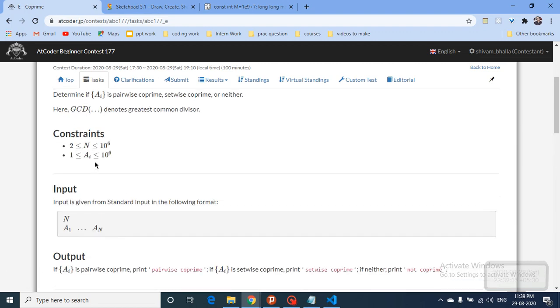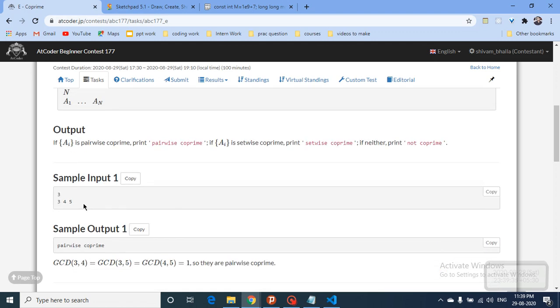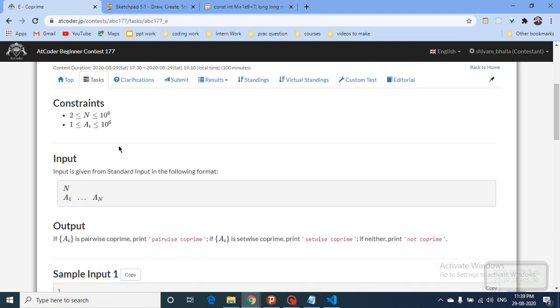Now as you can see, the number is up to 10 to the power 9, 10 to the power 6, sorry, so that the maximum factor can be 10 to the power 6. Like 10 to the power 6 can be one factor, but all the numbers are at most 10 to the power 6 now, so the factors cannot exceed that. Okay, so the thing is just store the number of factors or the factors for every number in some array.